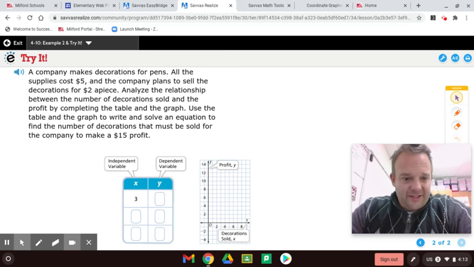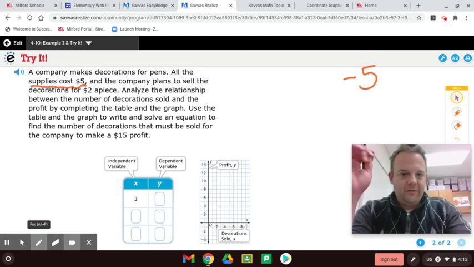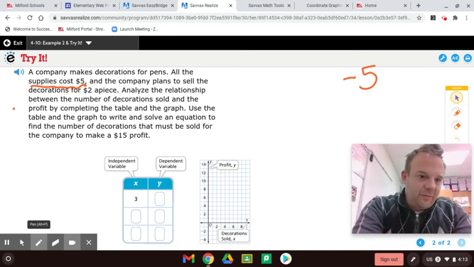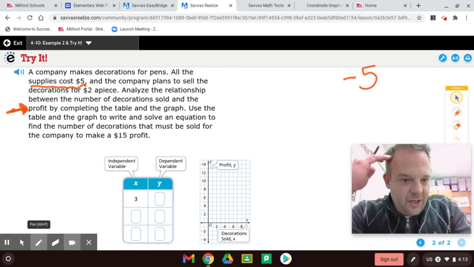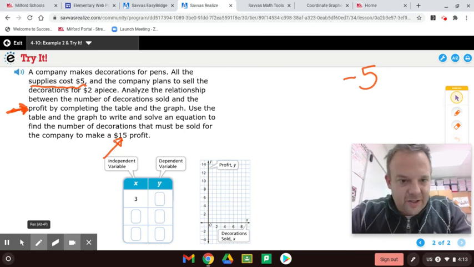So let's break this one down. All the supplies cost $5. So we're already $5 in the hole. And the company plans to sell decorations at $2 a pop. That means $2 a piece. Analyze the relationship between the number of decorations sold and the profit. Oh, I love this word profit. That means we're making money, okay? Profit. Awesome. By completing the table and the graph. Use the table and graph to write and solve an equation to find the number of decorations that must be sold for the company to make a $15 profit. Amazing. Making money, guys. We're making money.